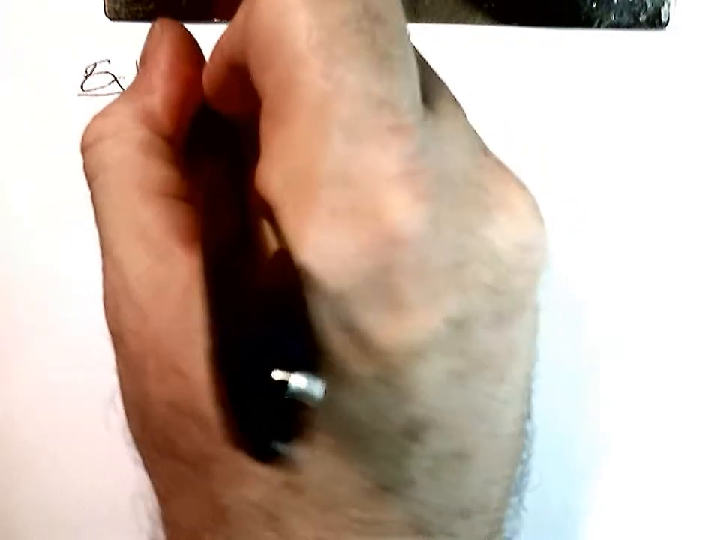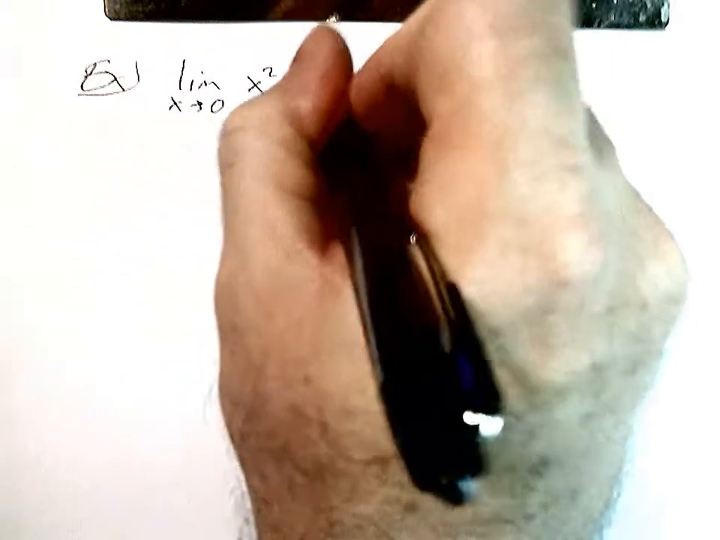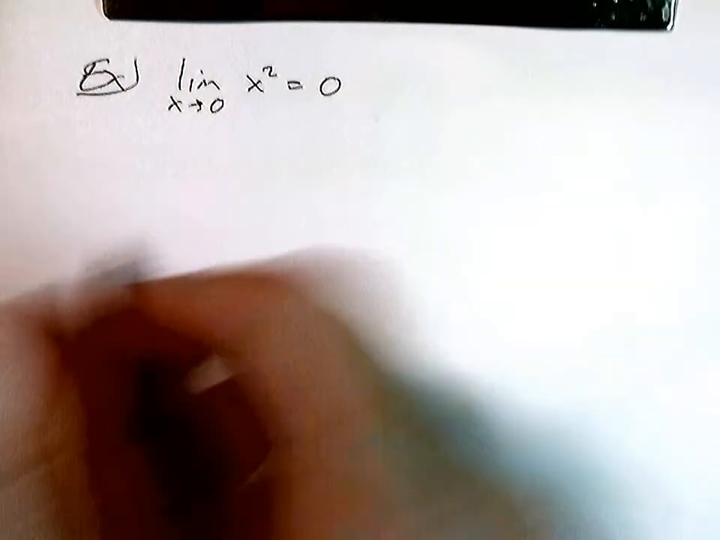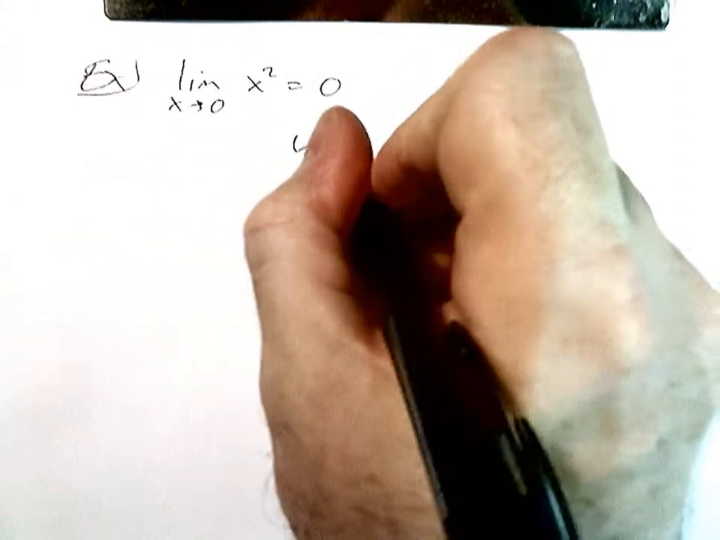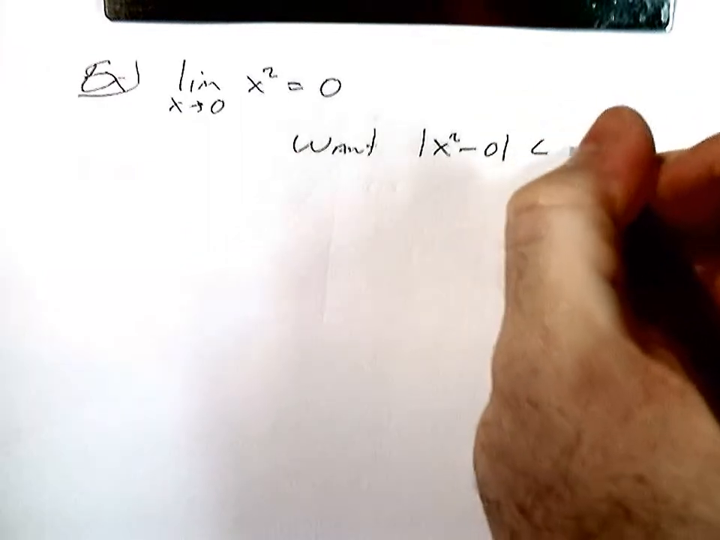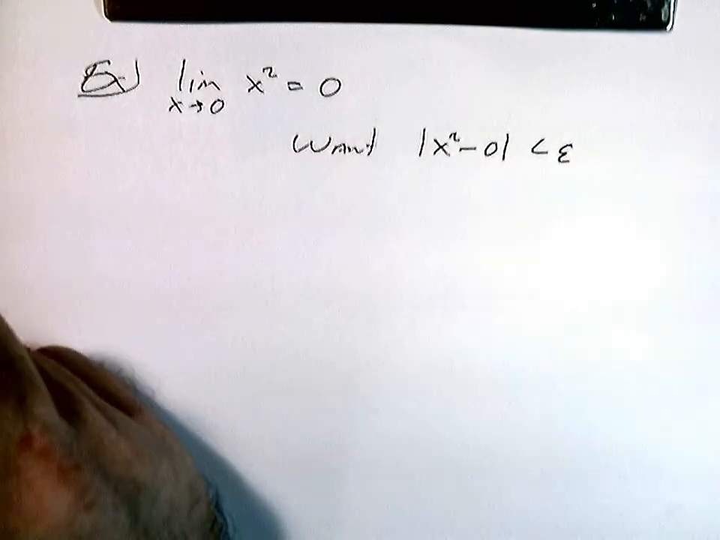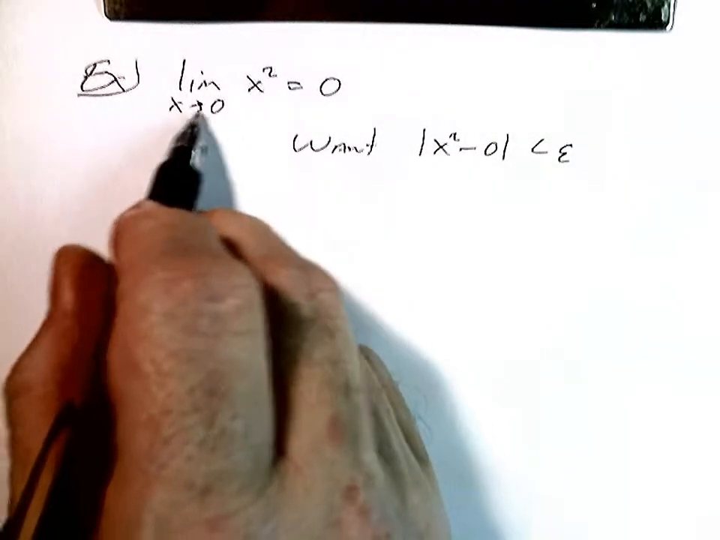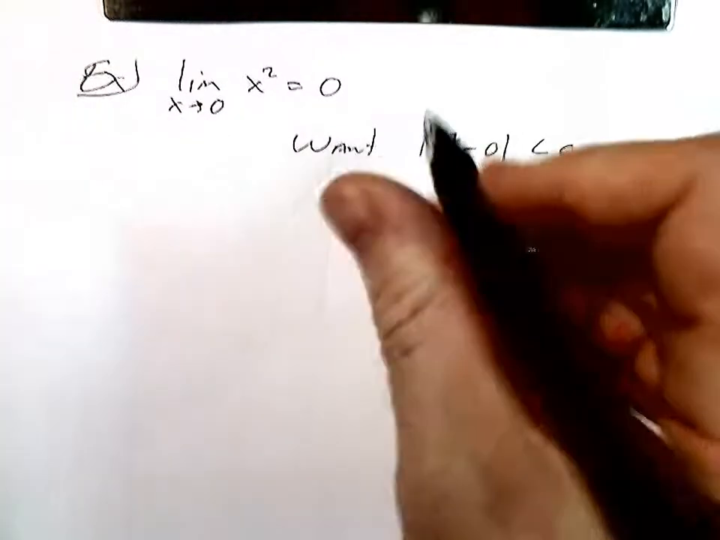Another example, claim that the limit as x goes to 0 of x squared equals 0. Right? So here we want the absolute value of x squared minus 0 to be less than epsilon. And we're considering x close enough to 0, and I can do a similar thing.